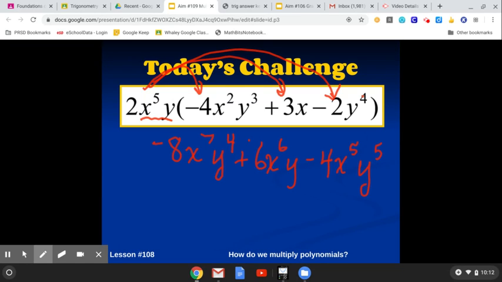All right, that's it for today. That's multiplying polynomials using the distributive property.